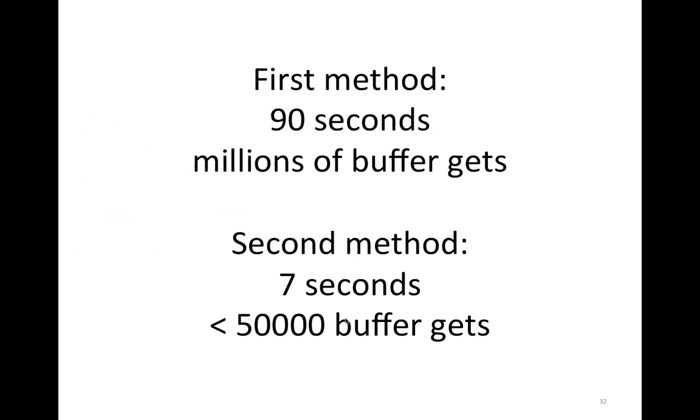Well, in this case, the first method takes about a minute and a half, and it does millions of buffer gets. So it's having to revisit the buffer cache over and over and over to pull information back. The second method, with the analytic, only took about 7 seconds, and it used less than 50,000 buffer gets. So the response time is significantly less, and the amount of work is significantly less using the second method.